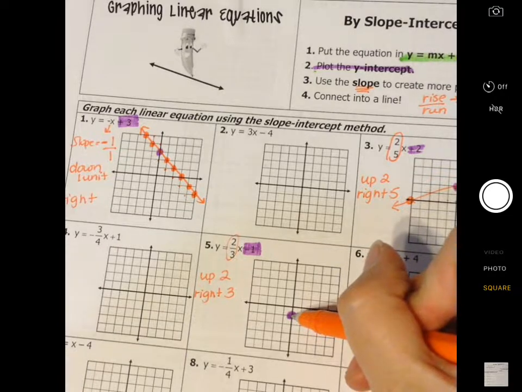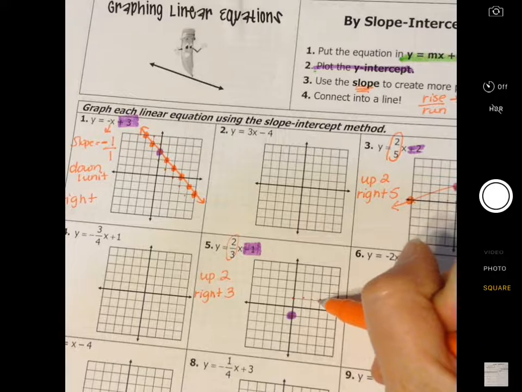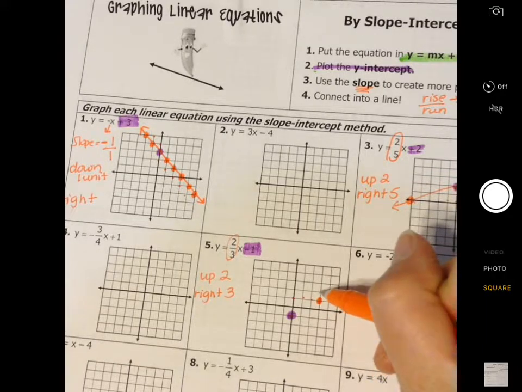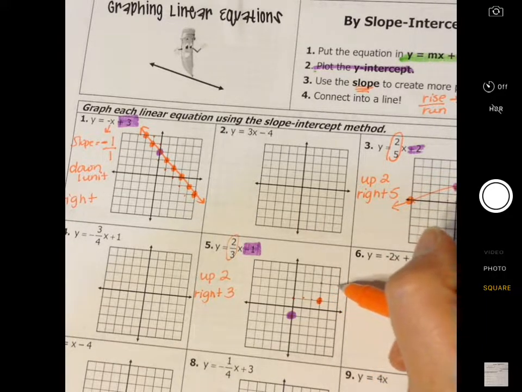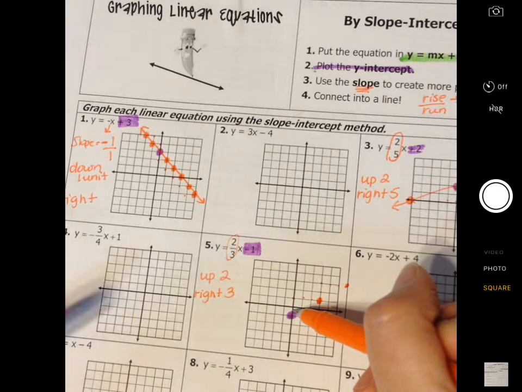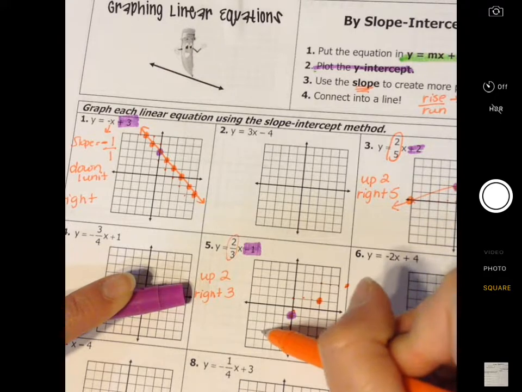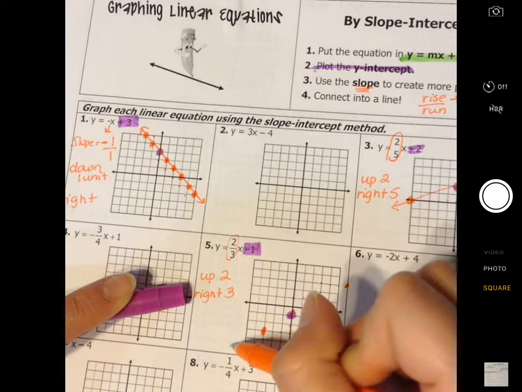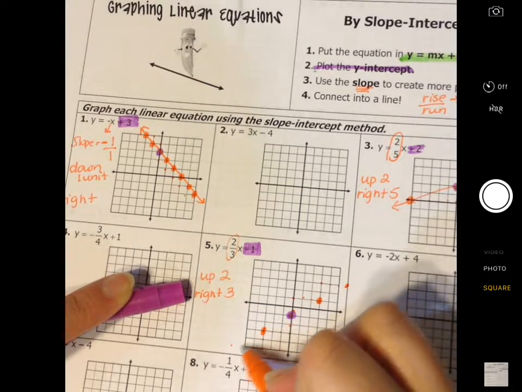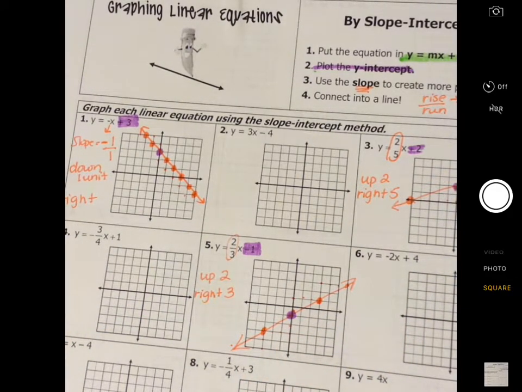So pen on your intercept. Up 1, 2, right 1, 2, 3. Put a point. Up 1, 2, over 1, 2. Technically it would be here off the graph, but since we don't really have a point, we're done. So go back to the original point and do the opposite. Instead of up, go down 2, left 3. So again, we're off the graph. So just go ahead and draw your line. We are done.